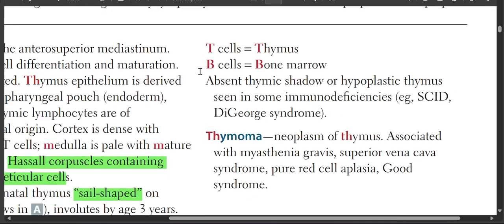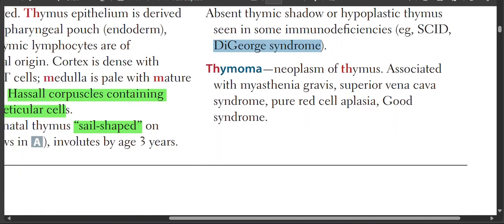Now, an absent thymic shadow would basically mean that the thymus is not present, or it's very small in size. There are certain immunodeficiencies which could do this. So you have SCID and DiGeorge syndrome. And once again, guys, what are the symptoms for DiGeorge syndrome? So we have CATCH, CATCH22.